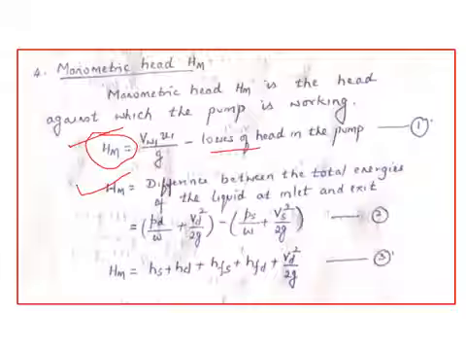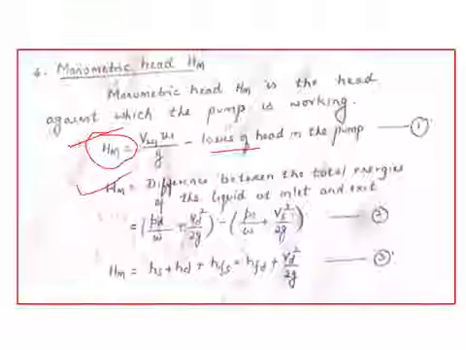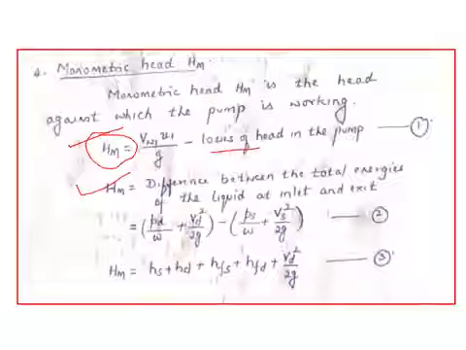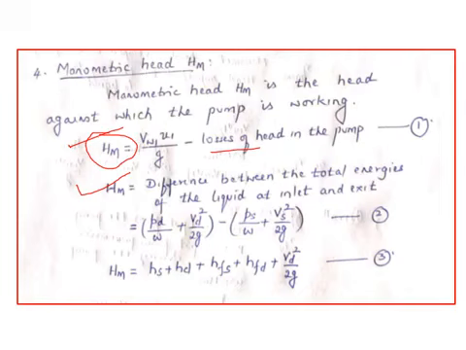And as I told you, HS plus HD is the total height to which the water is lifted, but there are some losses in the suction pipe, some losses in the delivery pipe, and also when the water goes out of the delivery pipe there will be an exit loss. So therefore the manometric head can also be written as HS plus HD plus head loss due to friction in the suction pipe, plus head loss due to friction in the delivery pipe, plus the exit loss, which is Vd square by 2g, where Vd is the velocity of flow in the delivery pipe.